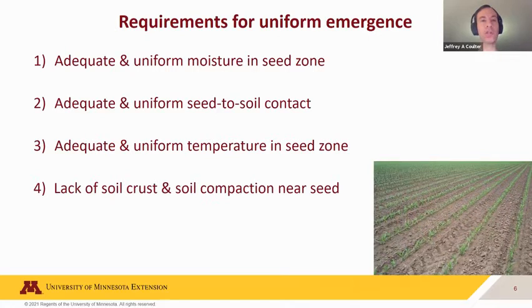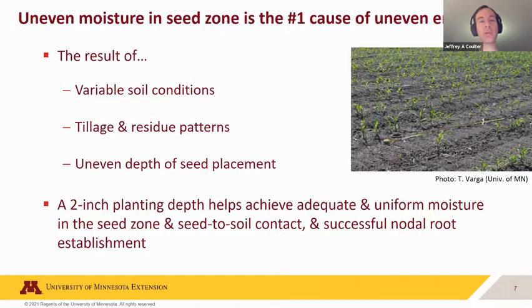Uneven moisture in the seed zone is the number one cause of uneven emergence. That can be the result of variable soil conditions, tillage and residue patterns, or uneven depth of seed placement. In general, a 2-inch planting depth helps to achieve adequate and uniform moisture in the seed zone and seed to soil contact. It also helps with successful nodal root establishment.